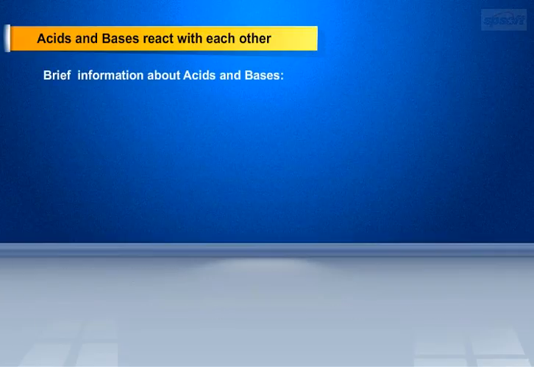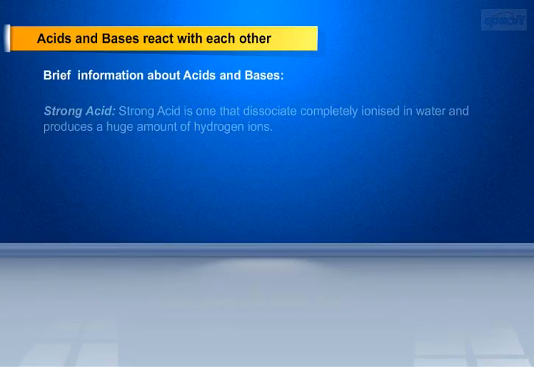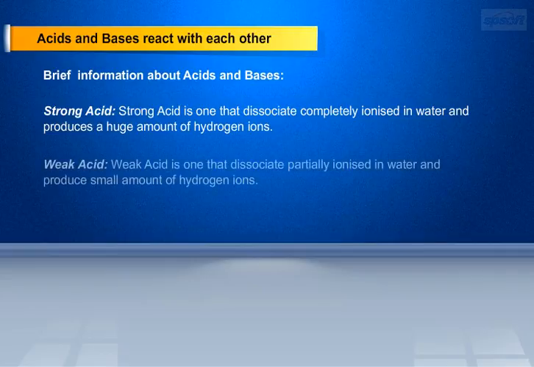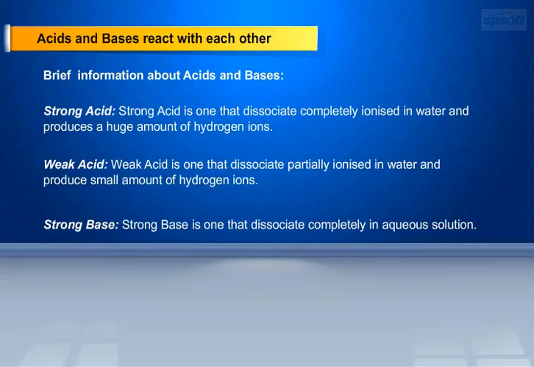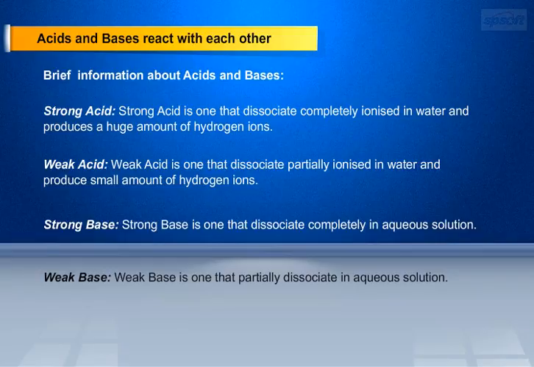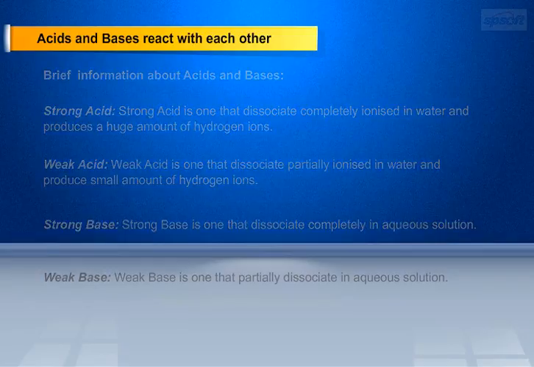Let us recollect in brief about acids and bases. Strong acid. A strong acid is one that dissociates completely, is fully ionized in water, and produces a huge amount of hydrogen ions. Weak acid. A weak acid is one that dissociates partially, is partially ionized in water, and produces a small amount of hydrogen ions. Strong base. A strong base is one that dissociates completely in aqueous solution. Weak base. A weak base is one that partially dissociates in aqueous solution.